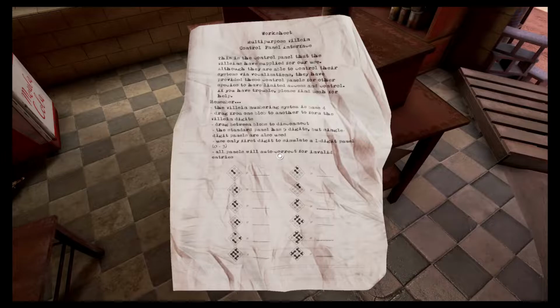Okay, I need to find out what this is. So 4 is the base. Drag between blobs to disconnect. The standard panel has 5 digits. The problem is I don't understand what digit means. But single digit panels are also used. Use only first digit to simulate a one-digit panel, 0 to 3. All panels will autocorrect for invalid entries.